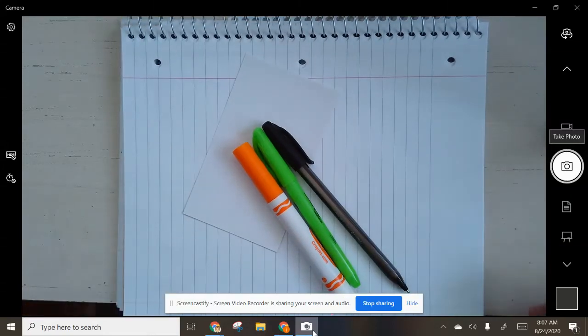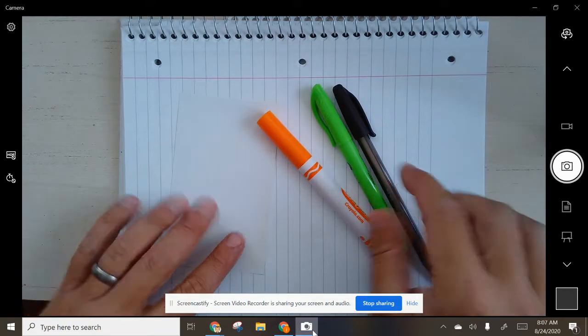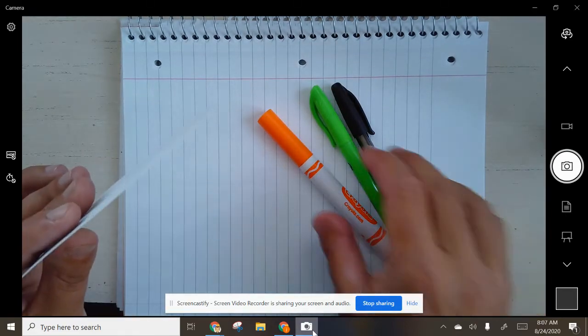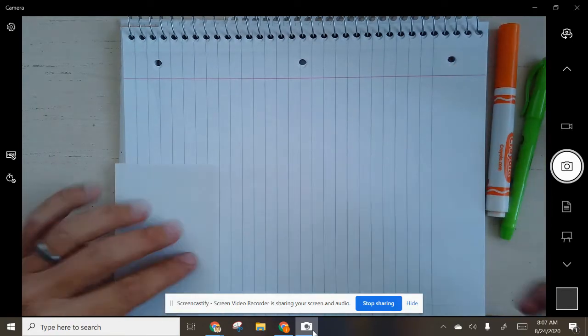Okay, guys, today we're going to do some notes real quick, just in case Zoom is down. I would like you just to copy these notes down in your notebook. You'll need 2 colors, a pen, and then some kind of ruler as well. All right, we'll put this aside, and we're going to label this side.